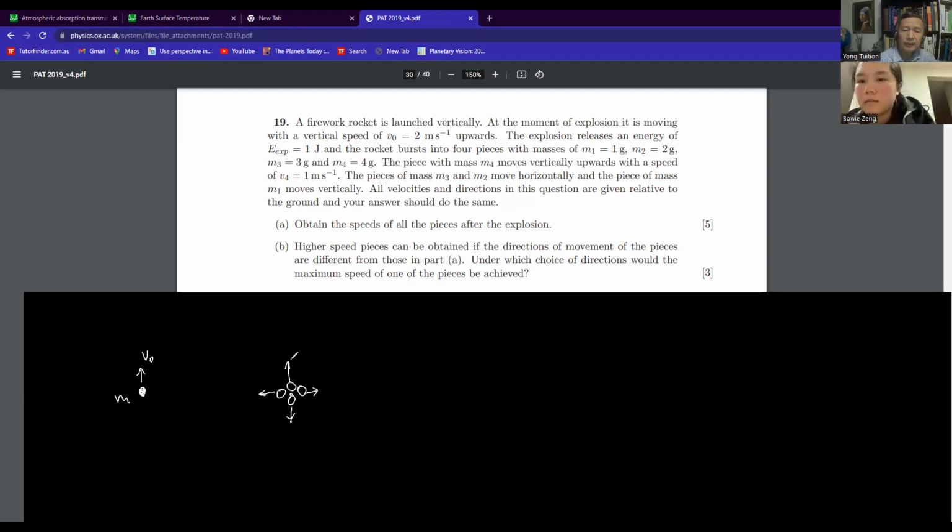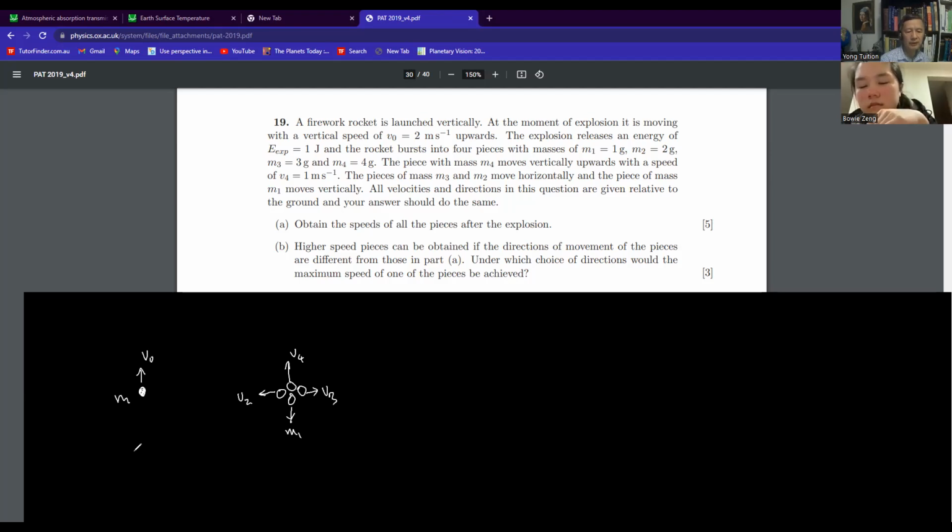So we follow their notation, which is 1 explosion. M3, M4. The piece 4 moved vertically. This is V4, right? And the piece of mass 1 moves vertically. So V1, M1 doesn't matter. M3 and 2 move horizontally. Obviously, they have to go in different directions, right? V2, V4, V3. So we have done that by using the conservation law, right?